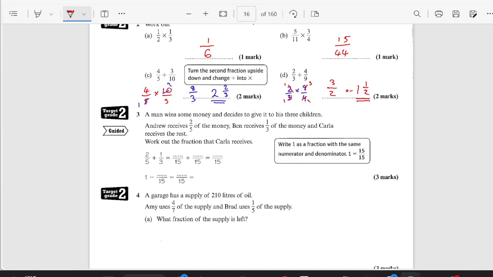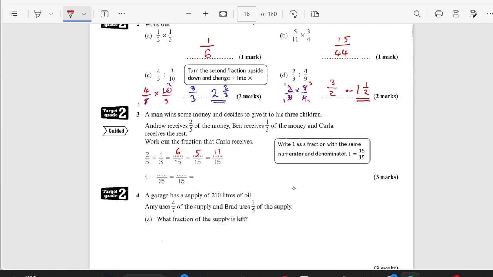So we're starting by adding those two fractions. We need to put them over the same denominator. So the lowest common multiple of 5 and 3 is 15. To do that, I would times the first fraction by 3. So my numerator needs to be times by 3 as well. So that would be 6. And then my second fraction has been times by 5. So that's going to become 5 over 15. And then we can just add the numerator. So that's going to be 11 over 15. So that's the amount of money that has been accounted for.